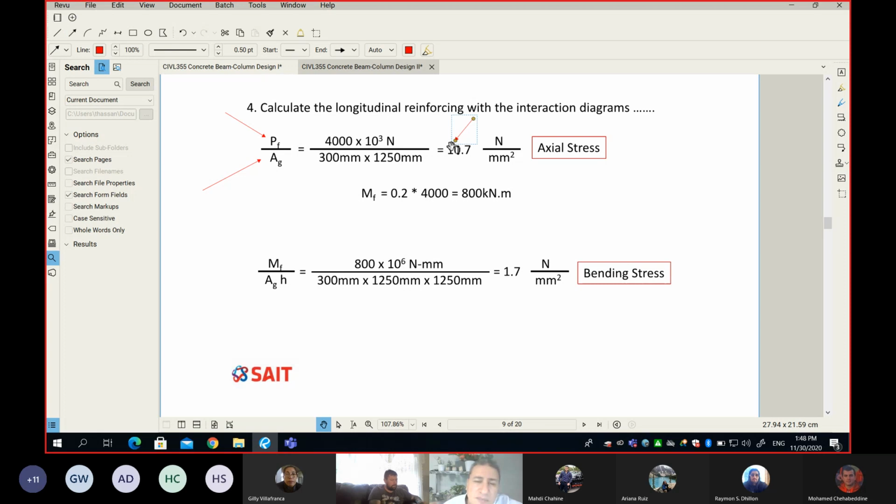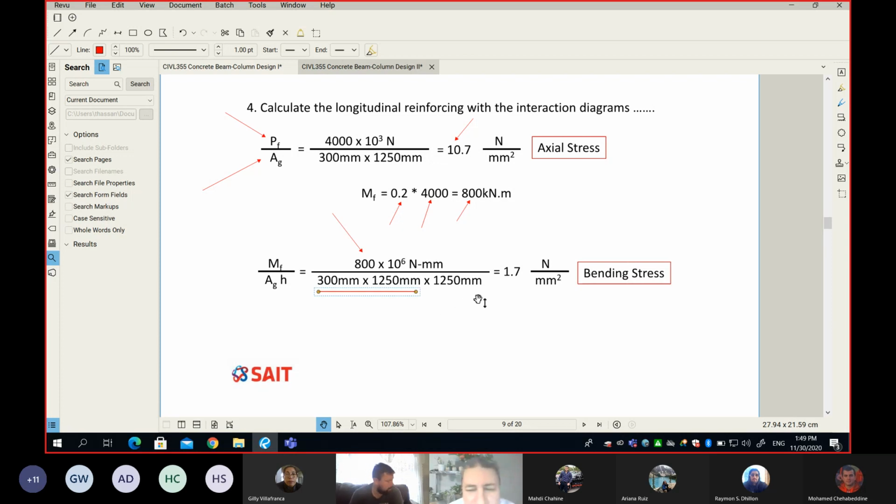We have 10.7. Now, for the moment, this time is different from the previous example. I did not give you the moment straight. I gave you the eccentricity, which is 200 mil. If you want to find the moment, you multiply the eccentricity by the PF, then you get the moment. Then you take the moment and divide by the area gross multiplied by the H.